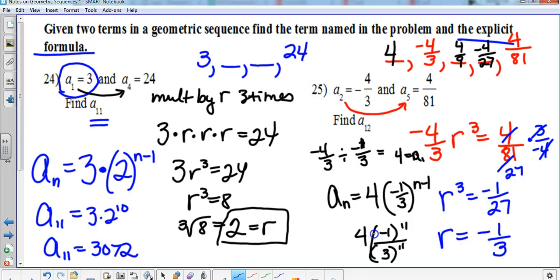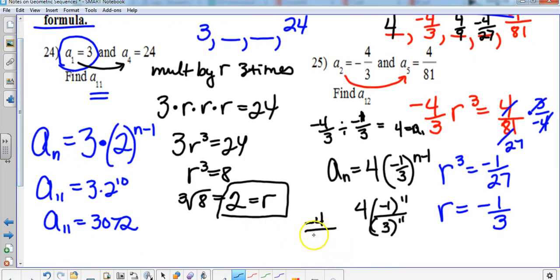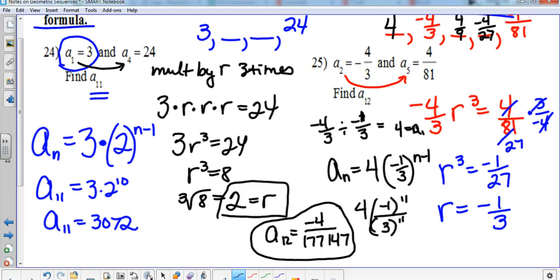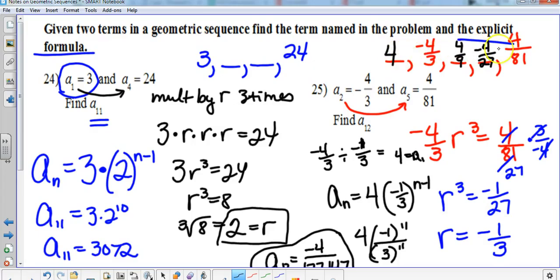Negative 1 times 4 is negative 4. But down here, 3 to the 11th, can we just type that in to get the denominator? That 177,147 number again? Okay. So A sub 12 was this mess. We could have kind of guessed, if you looked at our list, that the top was going to be 4 or negative 4.